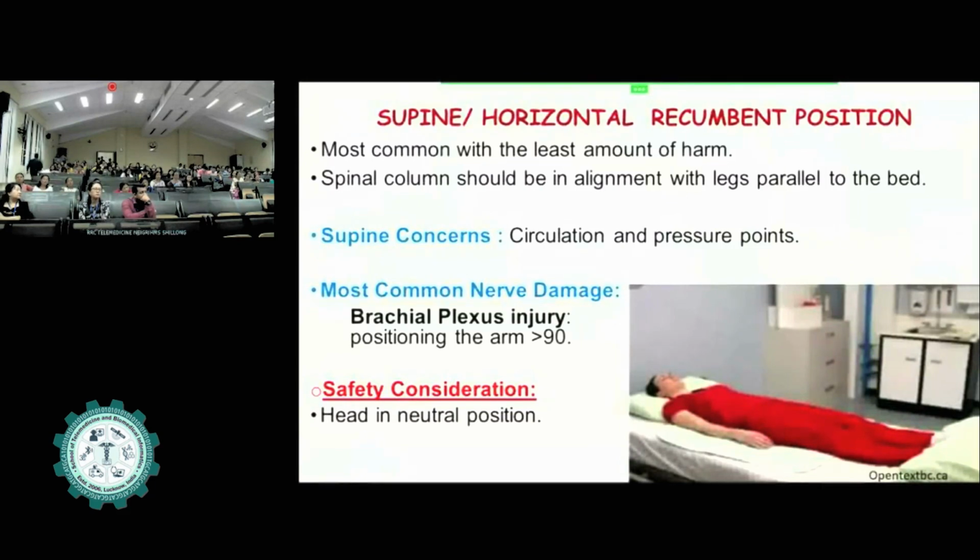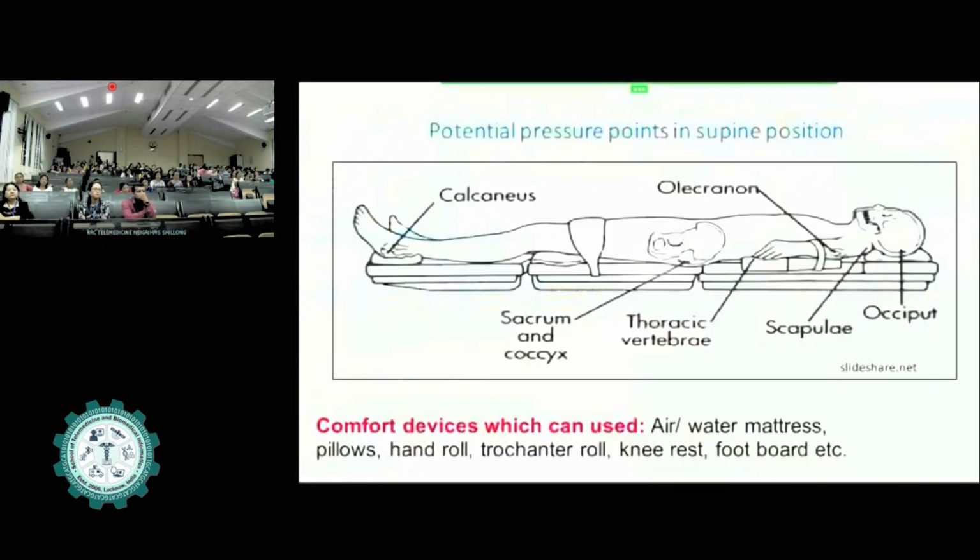The potential pressure points in supine position are the occiput, the scapula, the thoracic vertebra, the sacrum and the coccyx, the calcaneus bone, and the olecranon process. The comfort devices which can be used in this position are air or water mattresses, pillows, hand rolls, trochanter rolls, knee rest, and footboard.